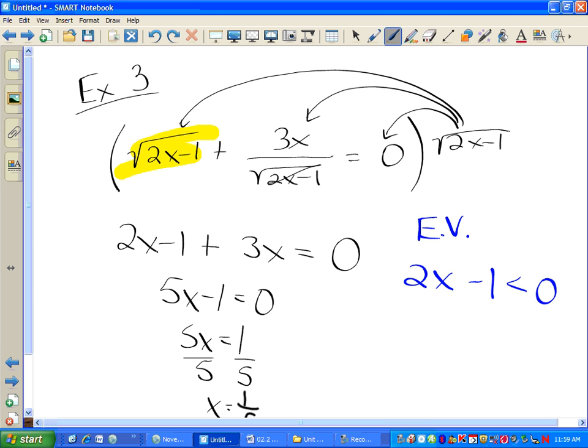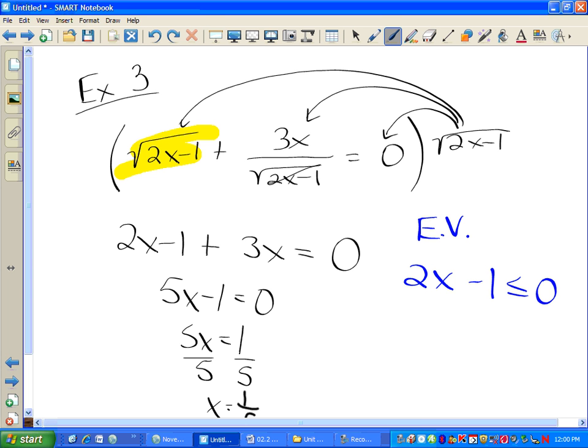What would make this undefined? Same thing? There's only one other problem here. It can't be 0 either. So go ahead and put, it also cannot equal 0. Not only can it not be less than 0, it also can't equal 0, because if the denominator of this fraction became 0, another issue.